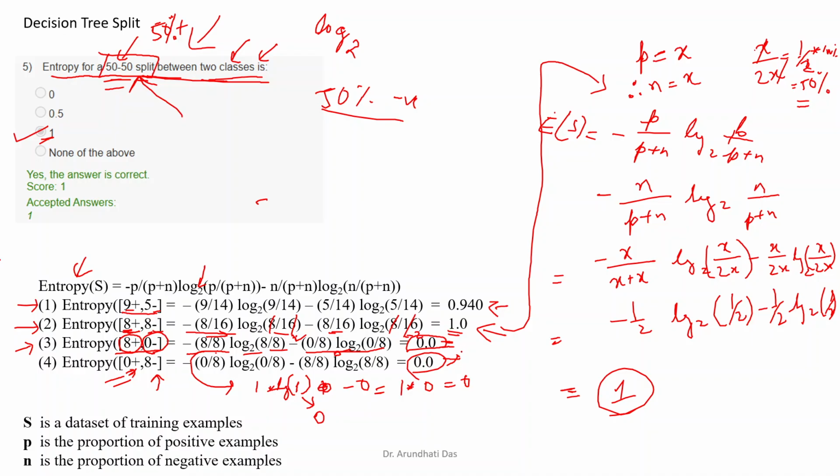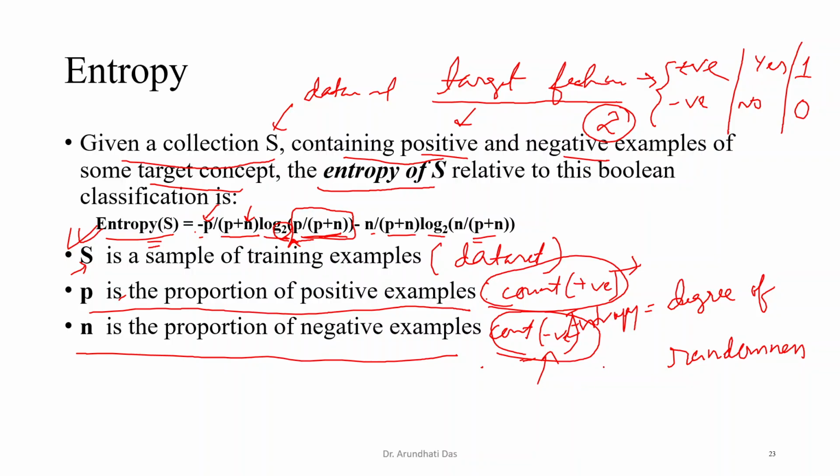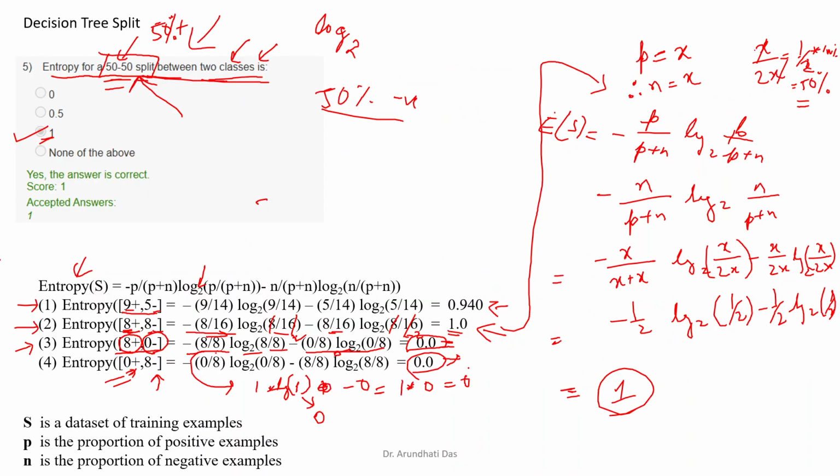So from the definition of entropy, if we go back, what was it? Degree of randomness. If in my data set all the samples are positive or all the samples are negative, that means my data set is very monotonous. I don't have much randomness in my data set. All are positive, or all are negative. So that's why my entropy value, the degree of randomness, is 0.